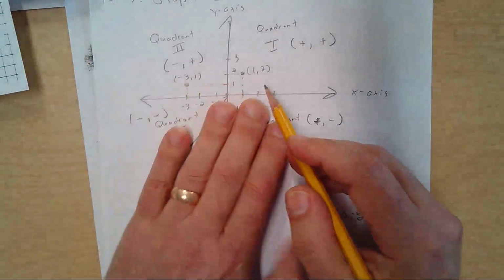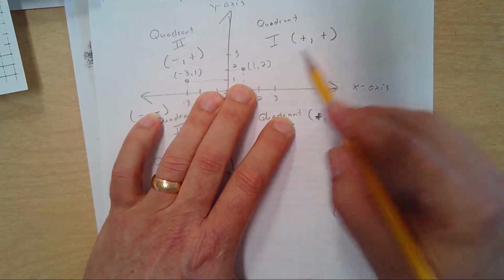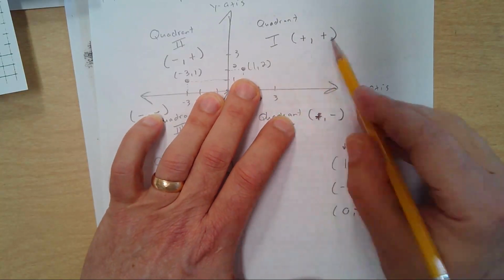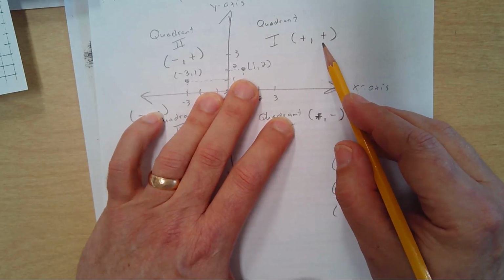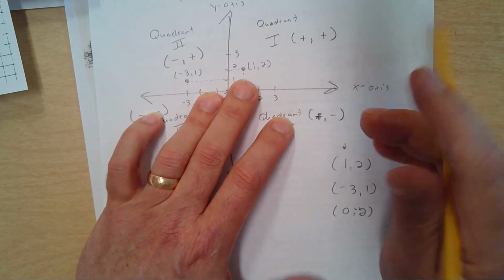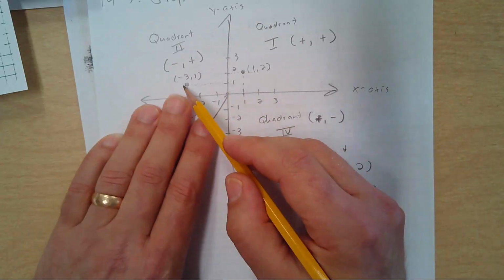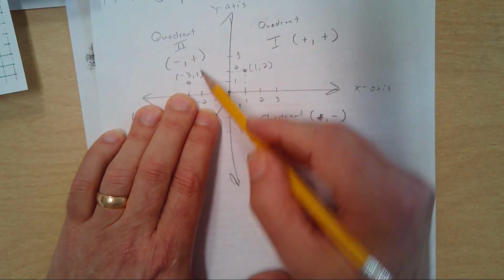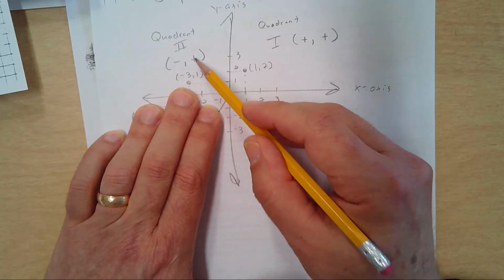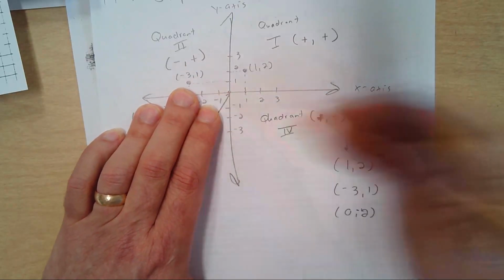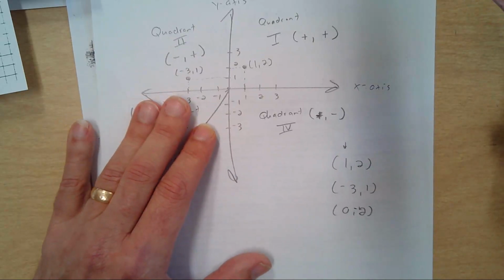And you can see here that (1, 2) is in quadrant 1. My x value is positive, my y value is positive. Well, anything in quadrant 1 will always have that characteristic. Over here, (-3, 1), well, my x value is negative, my y value is positive, which is a characteristic of anything in quadrant 2.